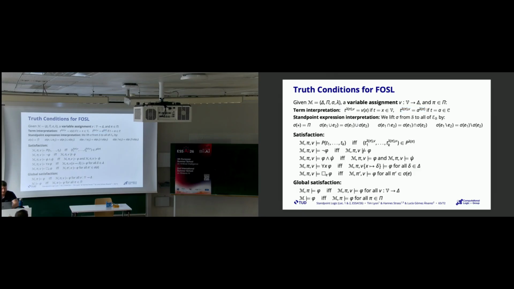Okay, we interpret standpoint expressions in the expected way. So as always, the universal standpoint is just the set pi, and if we have a standpoint expression that unions two complex standpoints, then these are interpreted by taking the interpretation of E1 and the interpretation of E2 and unioning them together. And so the sigma function is working recursively here.